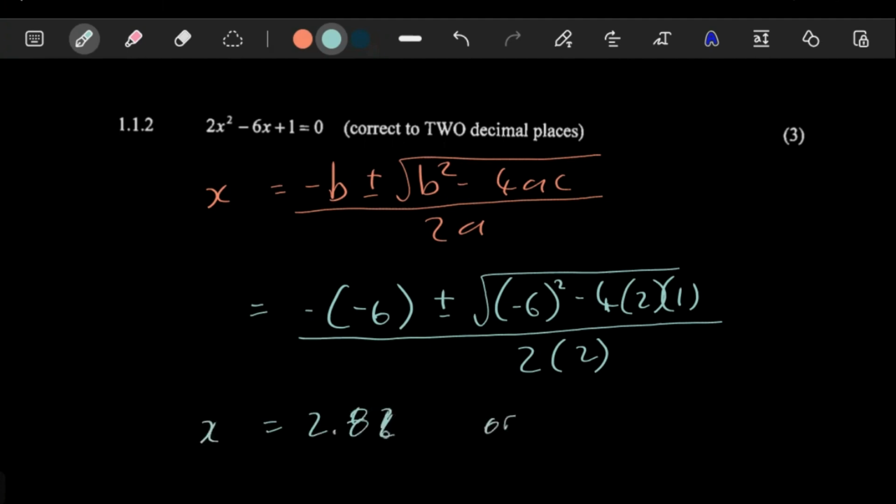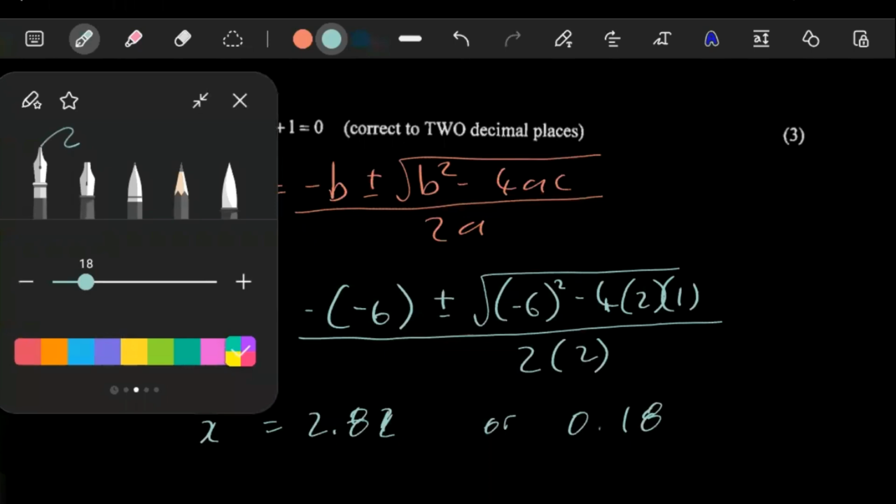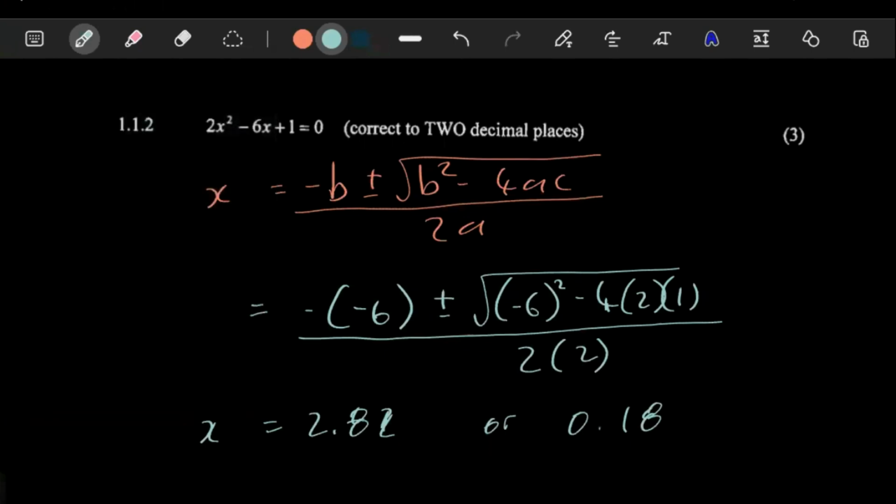The other one, where we put a negative here, because you see the plus minus, obviously we have to just do one of them at a time. See, this one is giving us 0.18. There we go. Nothing crazy, nothing major. Let's just double check if you put everything in the calculator nicely there. Looks like we did.